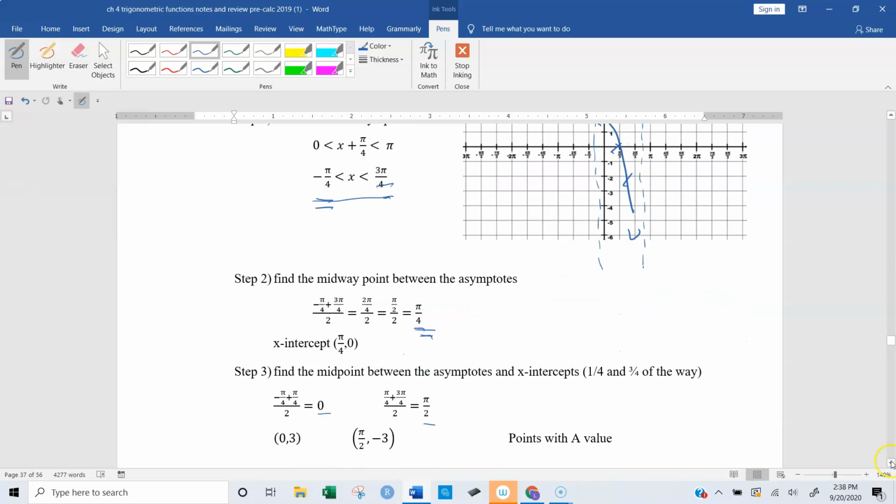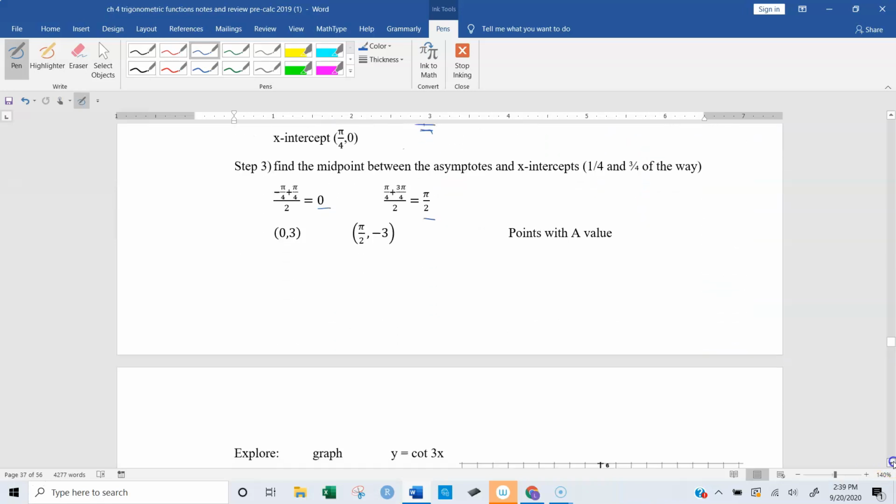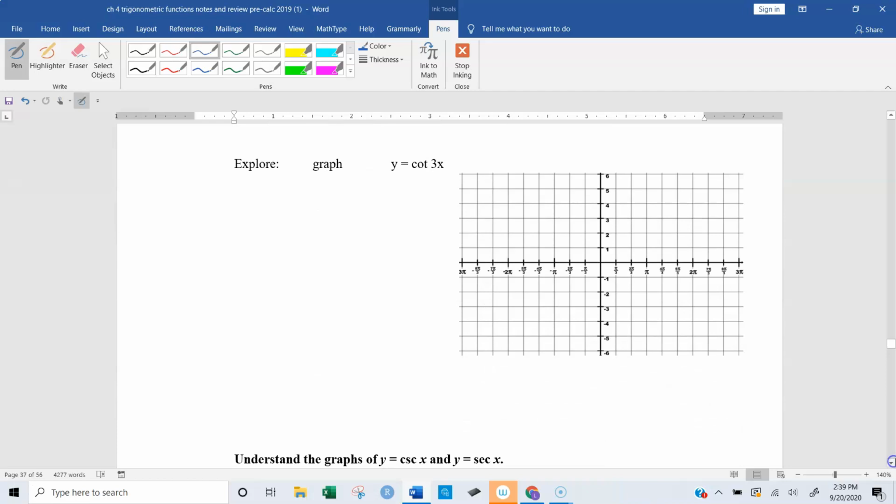That's all I actually require. I know your book tells you to do 2 or more, but 1 is fine. All right, pause and do yours.